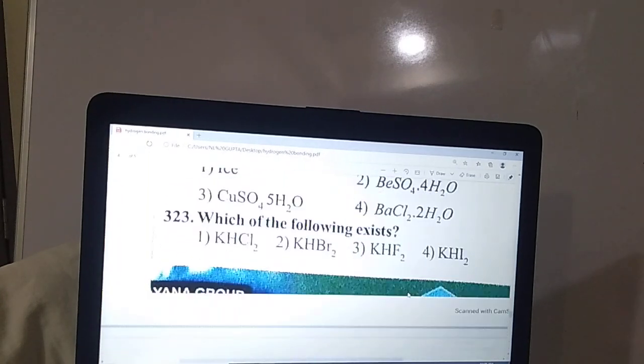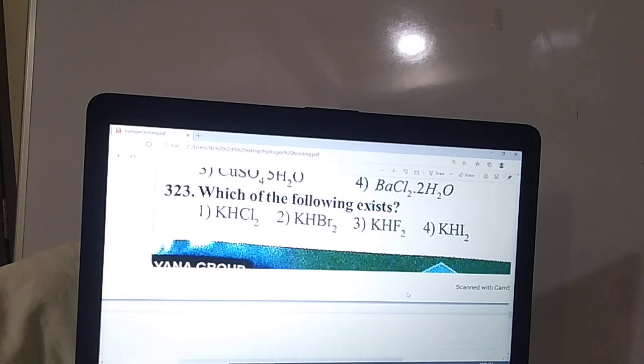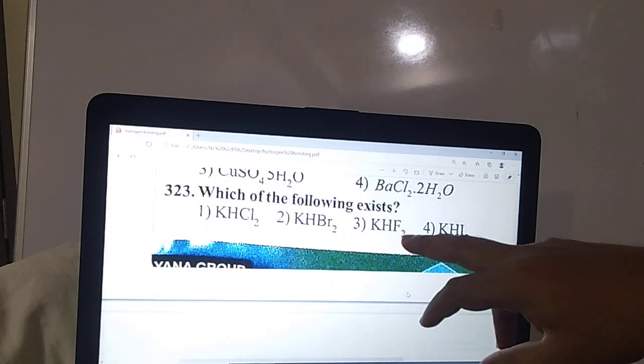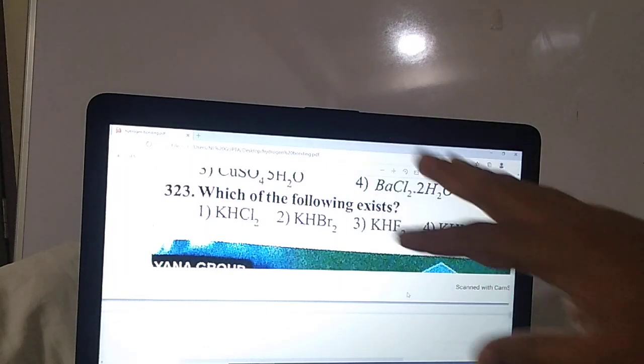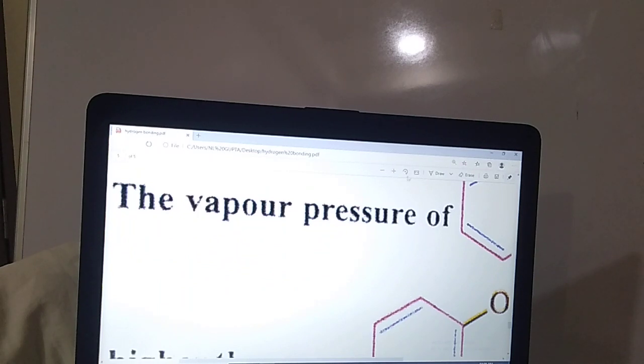Now let us understand question number 323. Which of the following exist? KHCl2, KHBr2, KHF2, KHI2. For 323, KHF2 exists, because fluorine is capable of forming hydrogen bonding. As a result this exists, while the others do not exist because there is no hydrogen bonding.